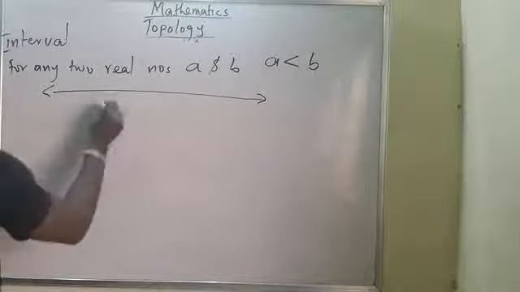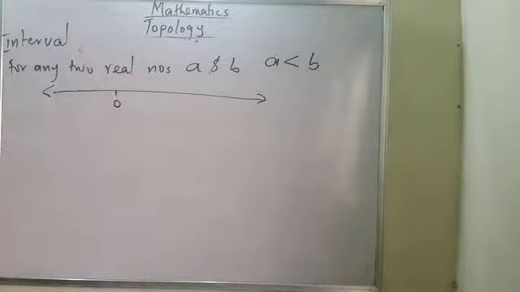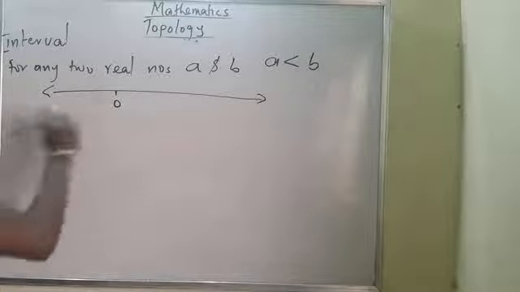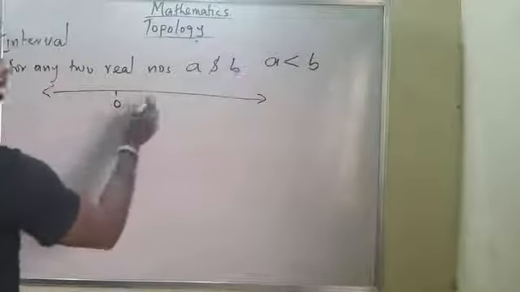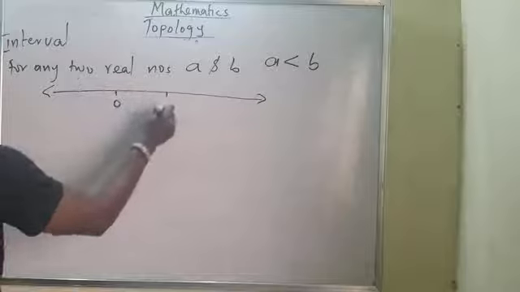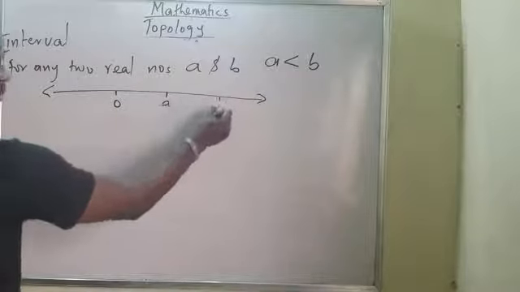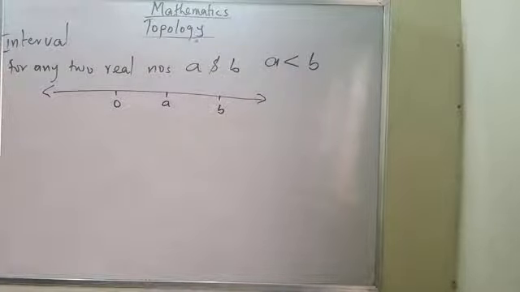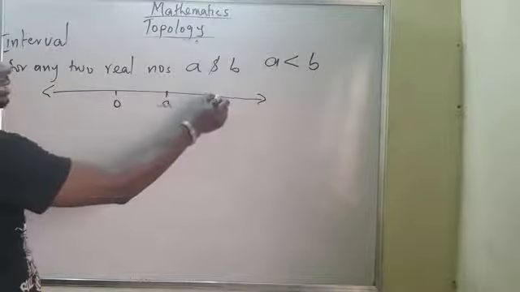Now, I pick this one as my 0, which is my origin. Now, if A and B are positive, it means they will belong to the positive side. This can be A, this can be B. Now, that is the interpretation. This is A and this is B.